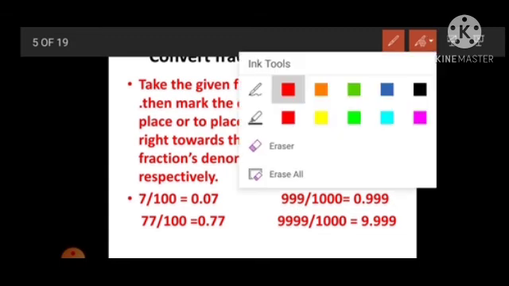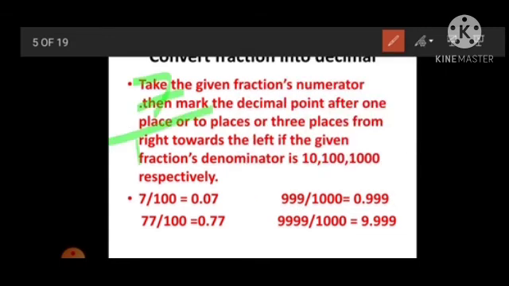So, the first example is 7 by 100. The denominator is 100. How many zeros in 100? 2 zeros. So, in the numerator we come from the right-hand side, and after 2 digits we put a point. Here there is 1 digit, and the second digit is not there, so we put a 0 before that number. So, 1, 2. What is our answer? 0.07.